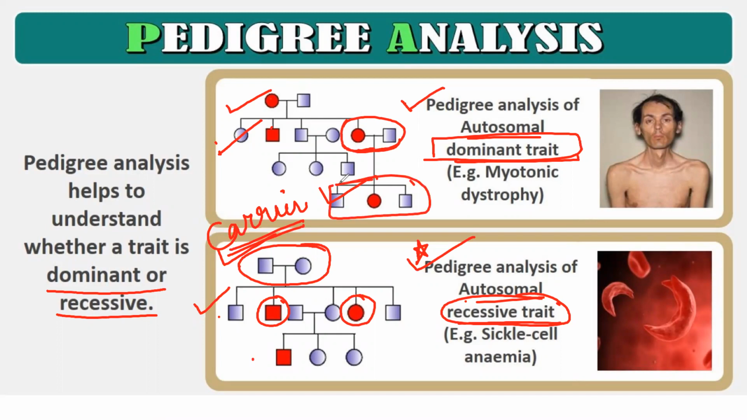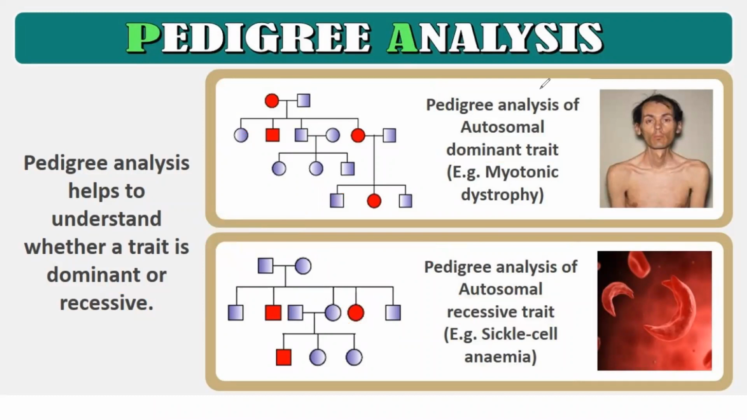So how to identify dominant and recessive? In dominant, you will find it in every next generation. Each and every level, you will find an affected person. Whereas in recessive, one or the other, you'll find that it's not affected, but that couple is able to produce an affected child. Here is a simple example. They have produced one affected male.